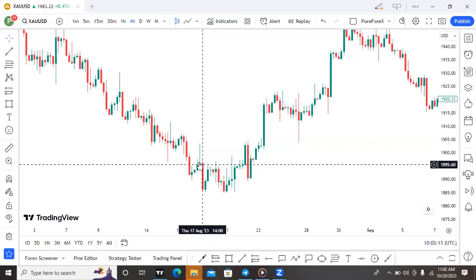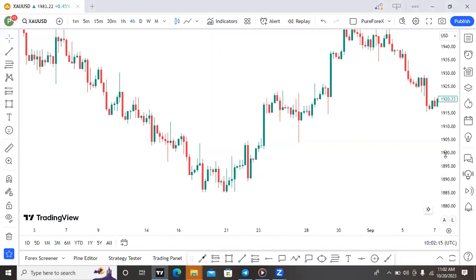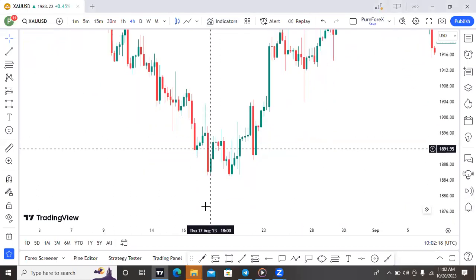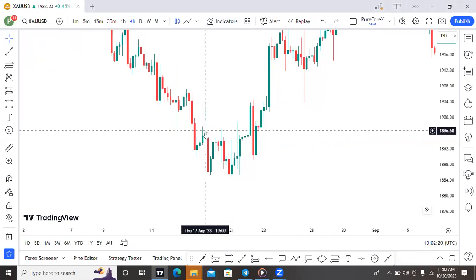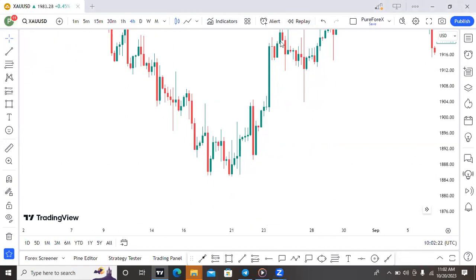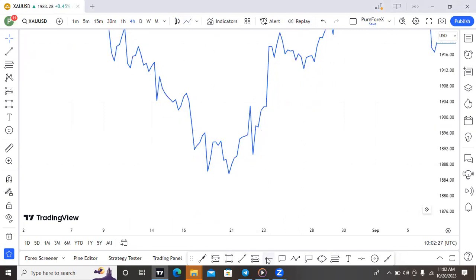So here is where the market breached. When you look at this chart here, this is where the market breached. Let me show you. The market breached this previous lower high. So you go to the line chart as well. Change to the line chart, mark it like this.